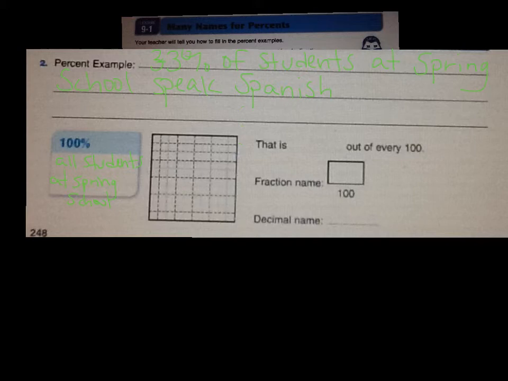Go ahead and do the rest of this problem on your own. Your square should look somewhat like this, and then you should have, this is 33 out of every 100, fraction name is 33 hundredths, and decimal name is 0.33.